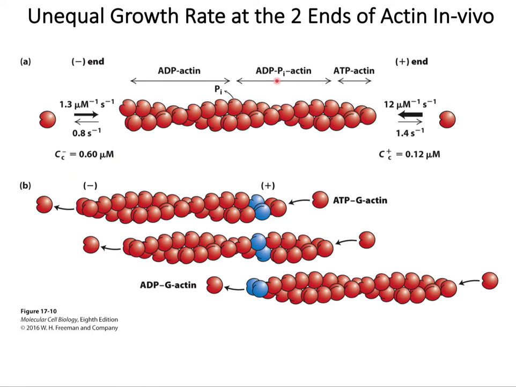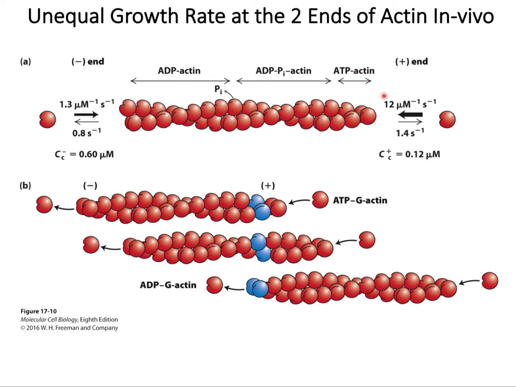The kinetic experiments have shown the rate of addition of the ATP G-actin is 12 micromolar per second at the plus end and 1.3 micromolar at the minus end. What it means is that if 1 micromolar of free ATP G-actin is added to the preformed filaments, 12 subunits on average will be added to the plus end every second, whereas only 1.3 subunits will be added to the minus end. So you can see that the addition of ATP G-actin is approximately 10 times higher at the plus end.